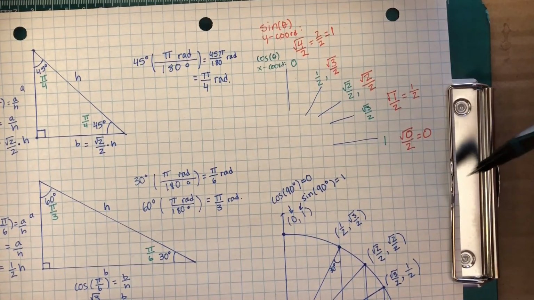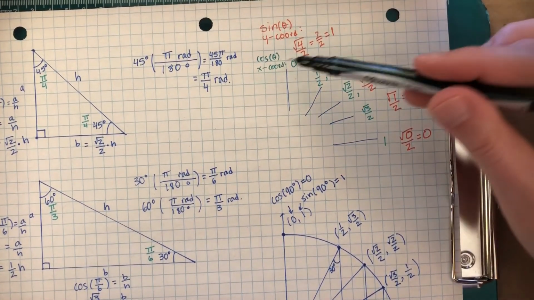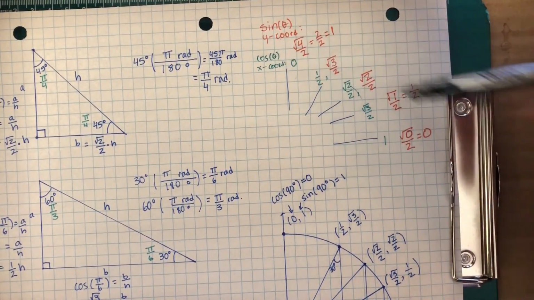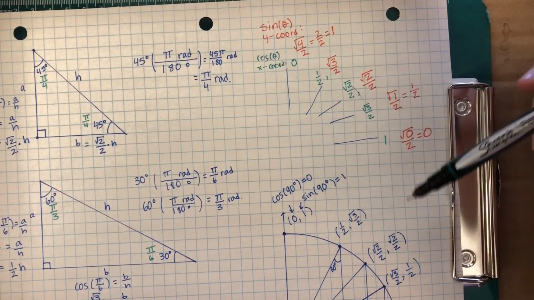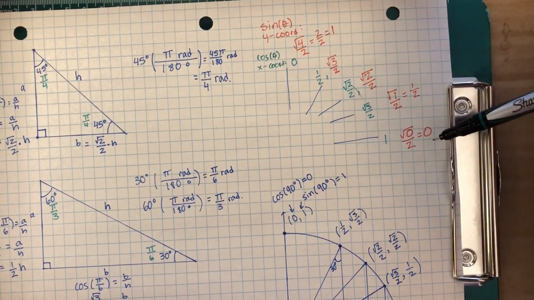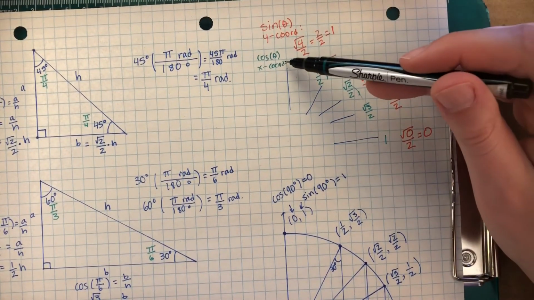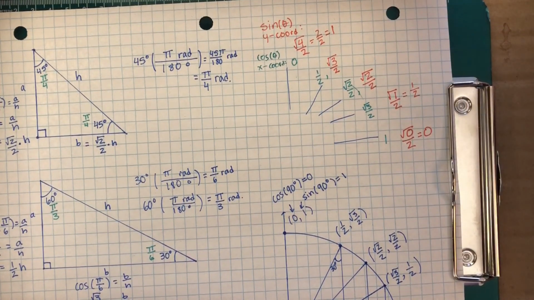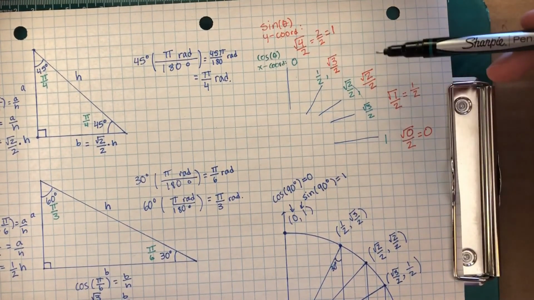So this is an easy way, maybe it'll take a little bit of practice, but to remember the sines and cosines of all these angles between 0 and 90 degrees. We count up going this direction for the sine, we count up going this direction for the cosine. Every number gets a square root, and every number gets divided by 2.